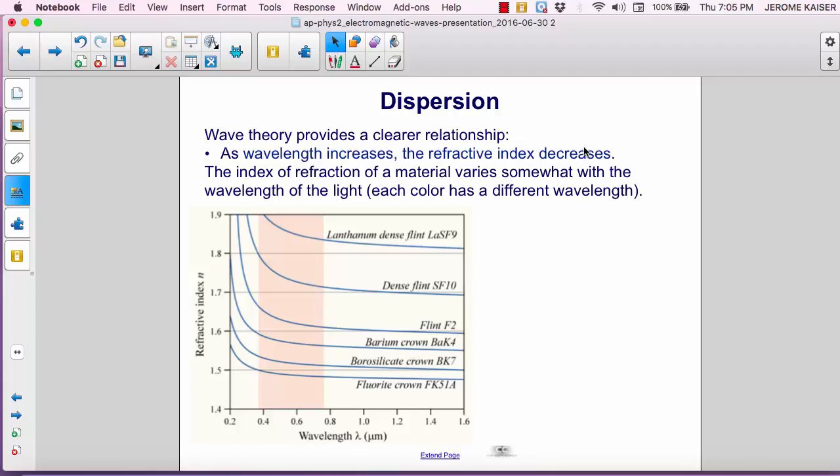The wave theory, however, provides a clearer relationship. What we can see is that as wavelength increases, the refractive index decreases. The index of refraction of a material varies somewhat with the wavelength of light. That is, each color has its own different wavelength. If we look at these different materials, you can see these curves that show the changes in refractive index with wavelength. And we'll talk about what these wavelengths are relative to color, but this band here represents going from violet essentially to red.